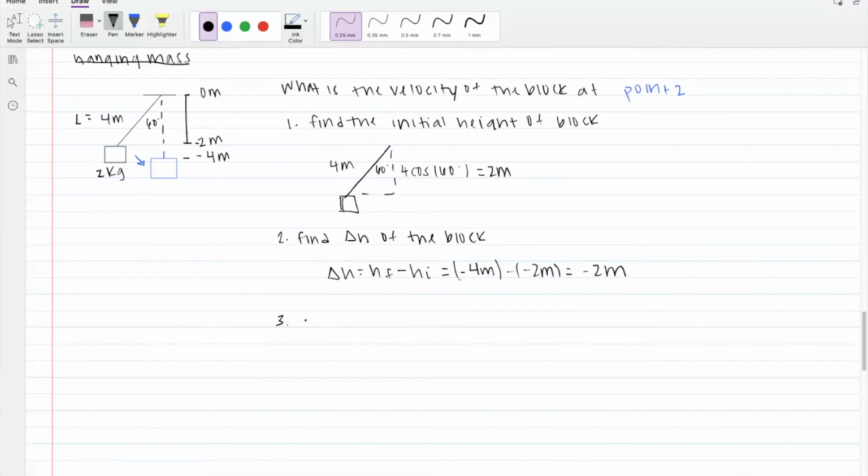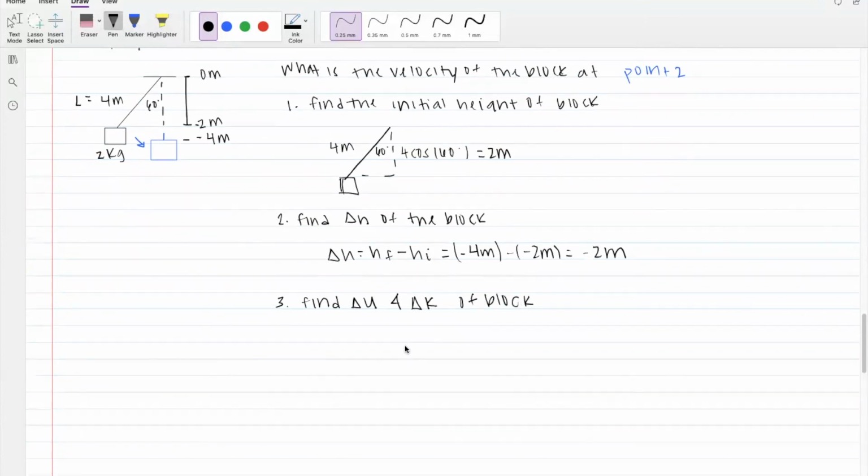Next, we're going to find delta U and delta K of your block. So delta U is equal to mg delta H, which is equal to 2 times 10 times negative 2, which will give you negative 40 joules. So that means your delta K is equal to 40 joules.